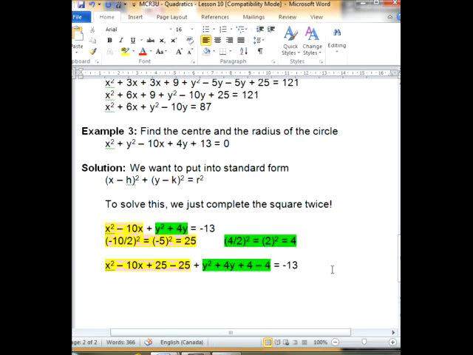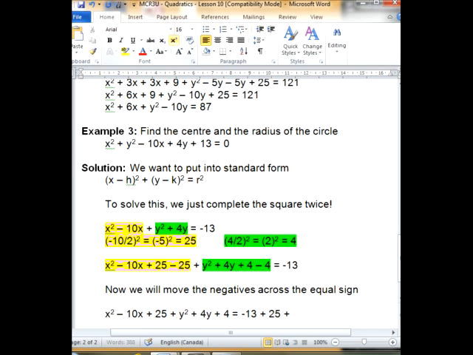Anyway, x squared minus 10x plus 25 minus 25. So just like before, now we will move the negatives across the equal sign. Just like before, we bring it outside the brackets when you need to factor. Here we don't need them for anything, so we're just going to move them to the outside. So it's going to turn into x squared minus 10x plus 25 plus y squared plus 4y plus 4 equals negative 13 plus 25 plus 4.